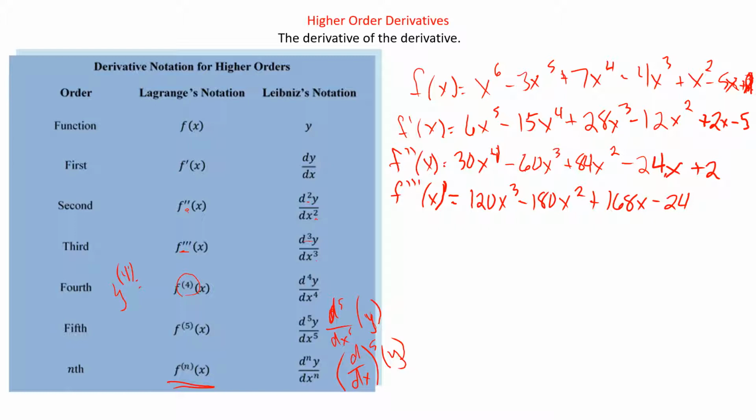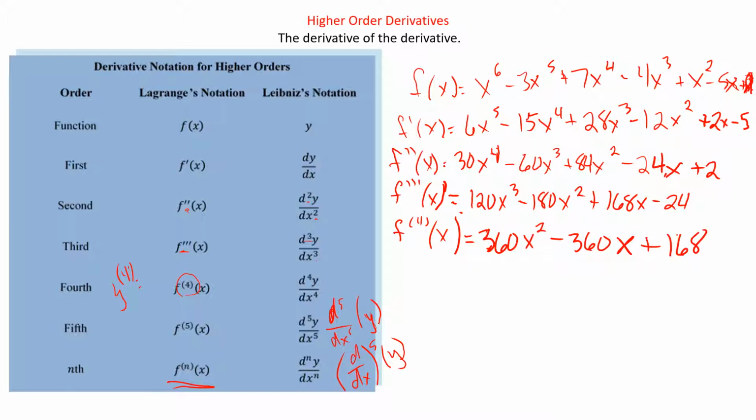The fourth derivative, 120 times 3, because the 3 comes down, will be a 360x squared, minus, oh, that's another 360. That's convenient. That is coincidental. That is not an every time thing. And then plus 168.